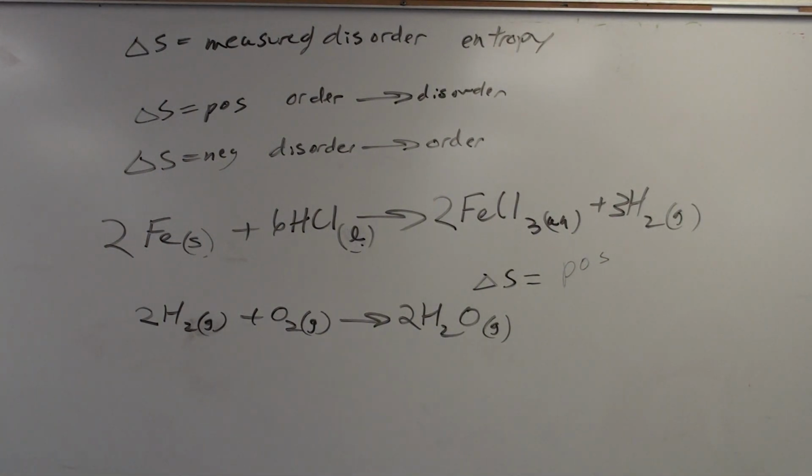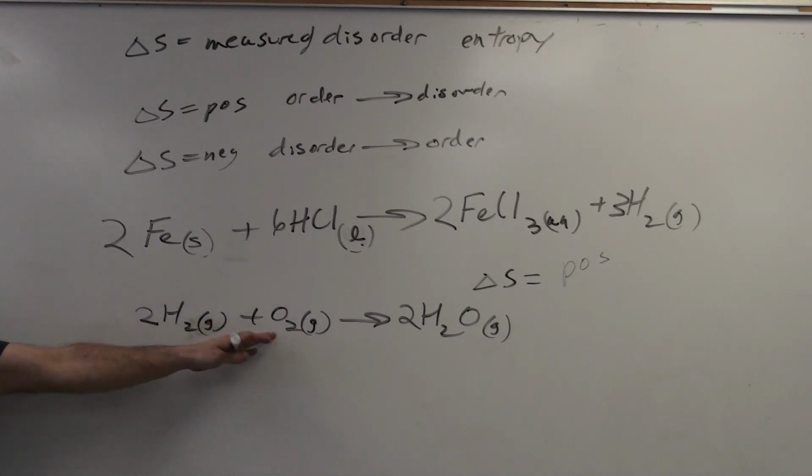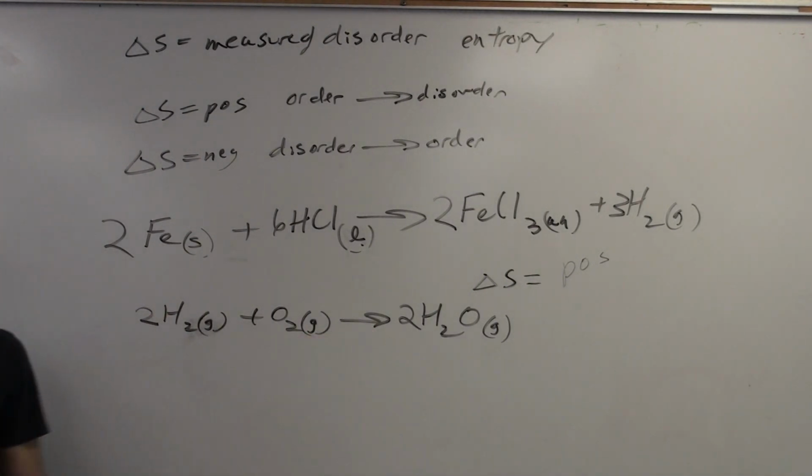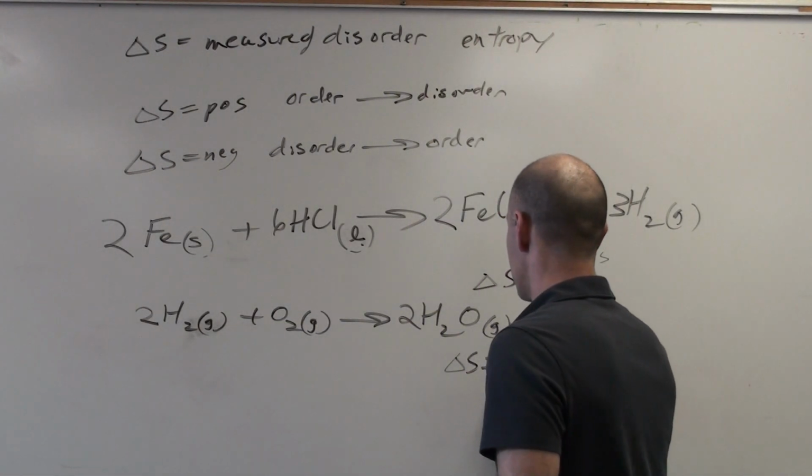Two moles of hydrogen gas plus 1 mole of oxygen gas going to 2 moles of water vapor gas. Do you have to look up the delta S or not? No, I can pretty much figure it out. How many moles do we have on this side? 3. How many moles do we have on that side? 2. 3 things are combining to form 2. Is that becoming more disorganized or more organized? More organized. So delta S is going to be negative.